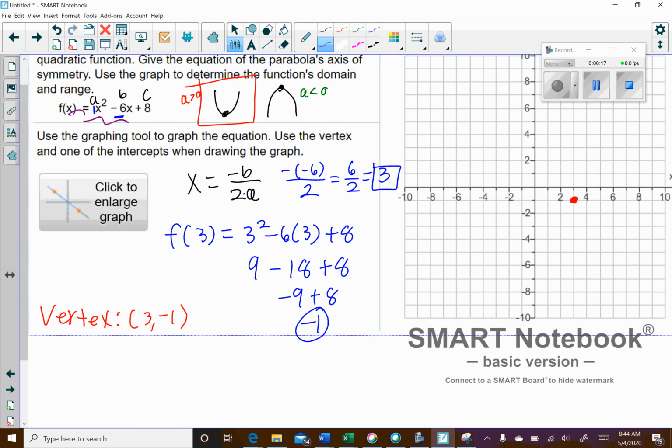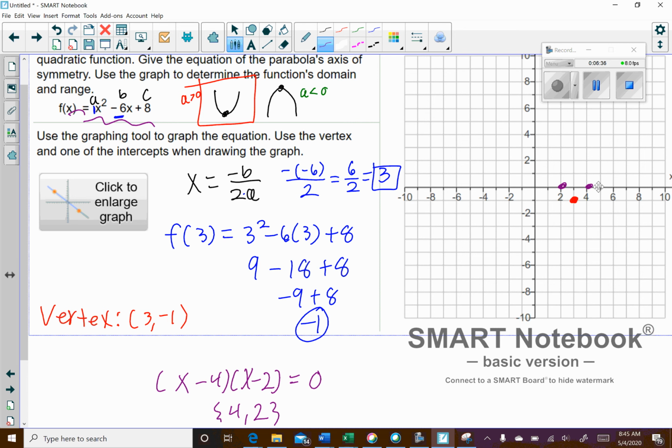So if we take this, that should factor into x minus 4, x minus 2. And so that means my solutions are at 4 and 2. So I have solutions of 4 and 2.